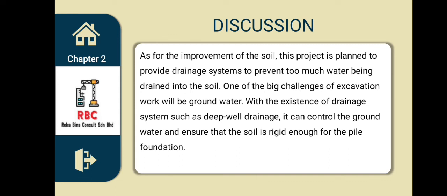As for the improvement of the soil, this project is planned to provide a drainage system to prevent too much water from draining into the soil. One of the big challenges of excavation work will be groundwater. With drainage systems such as deep well drainage, it can control the groundwater and ensure that the soil is rigid enough for the foundation.